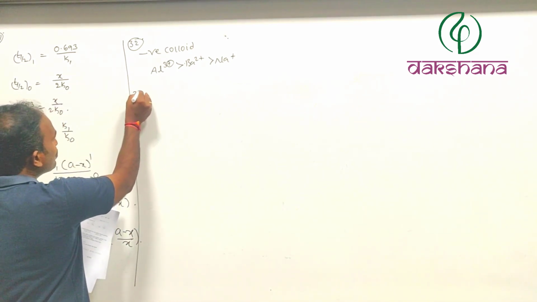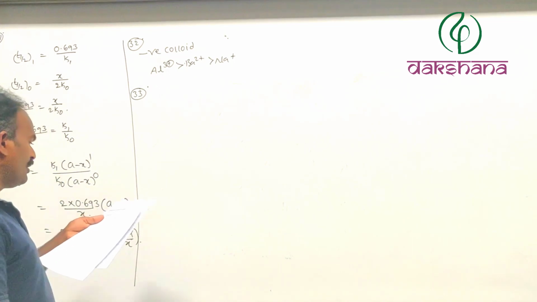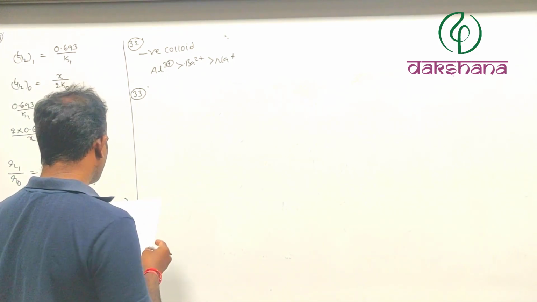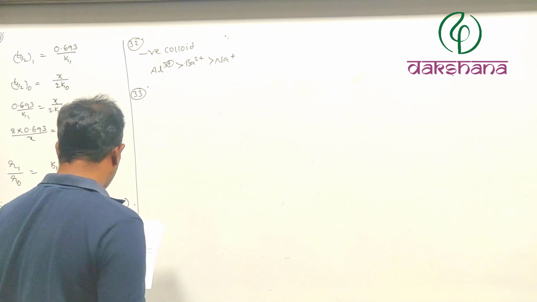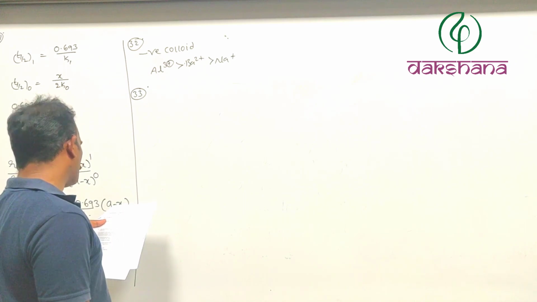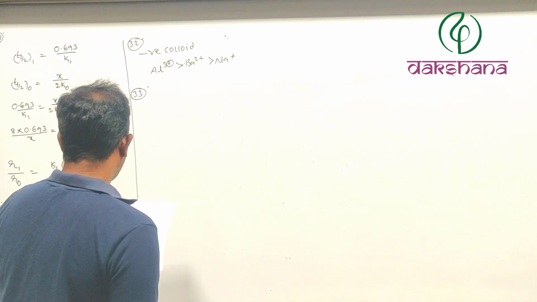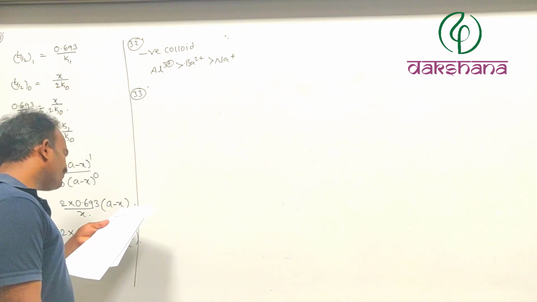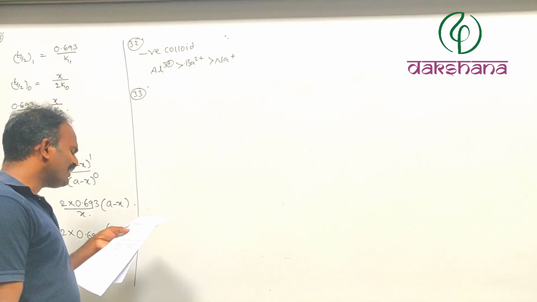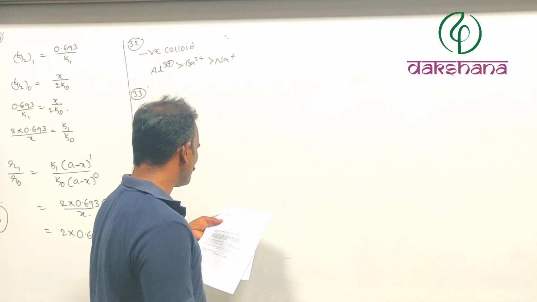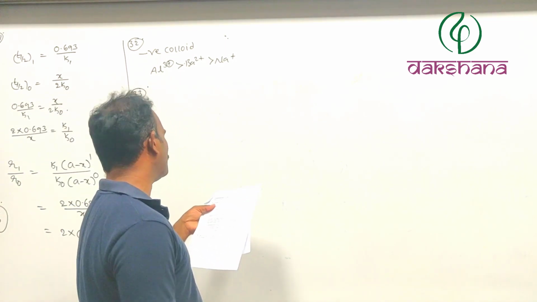Next, 33. The correct order of second ionization enthalpy. Here we have sodium, fluorine, oxygen, and nitrogen. Between sodium and fluorine, definitely down the group ionization enthalpy is going to decrease. Therefore the first option you can eliminate.